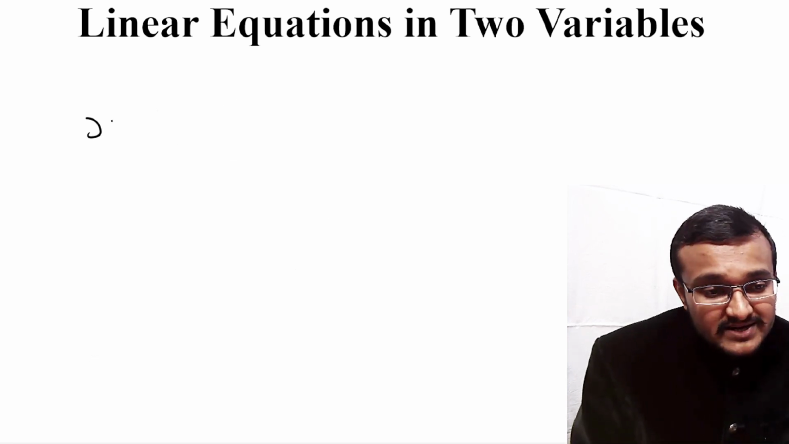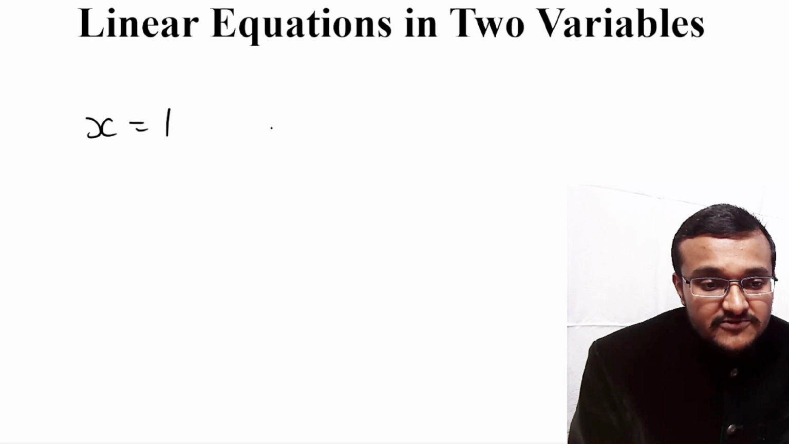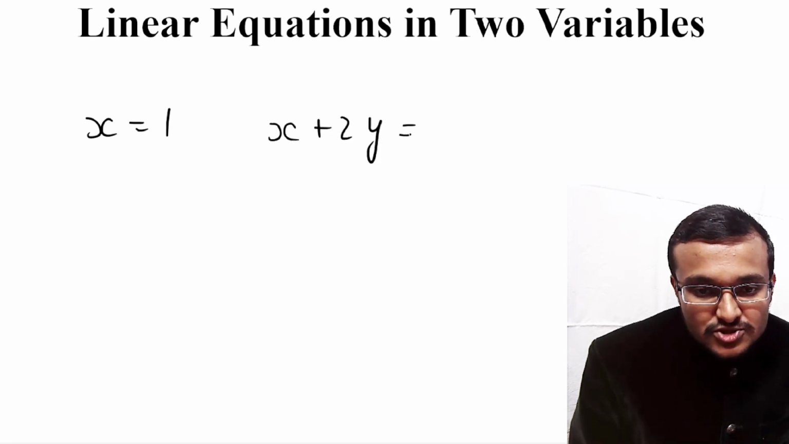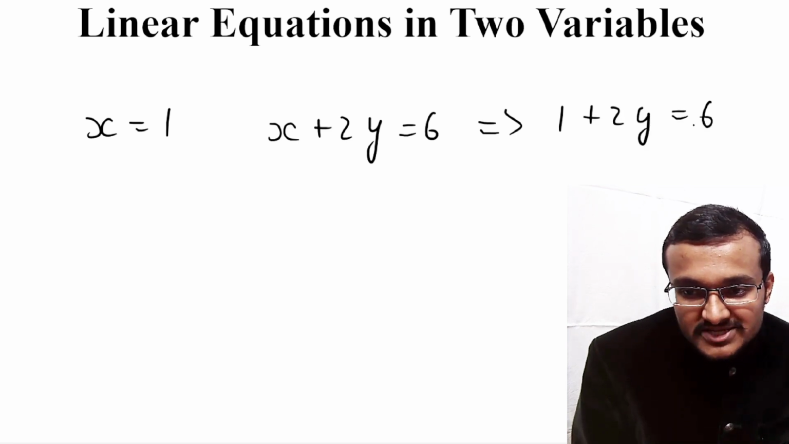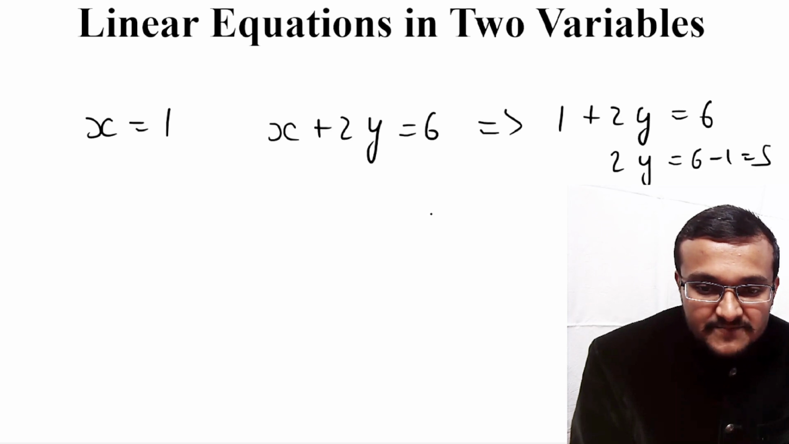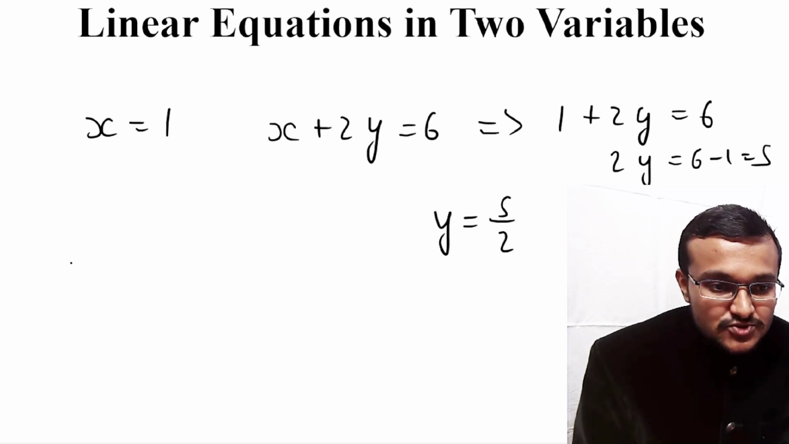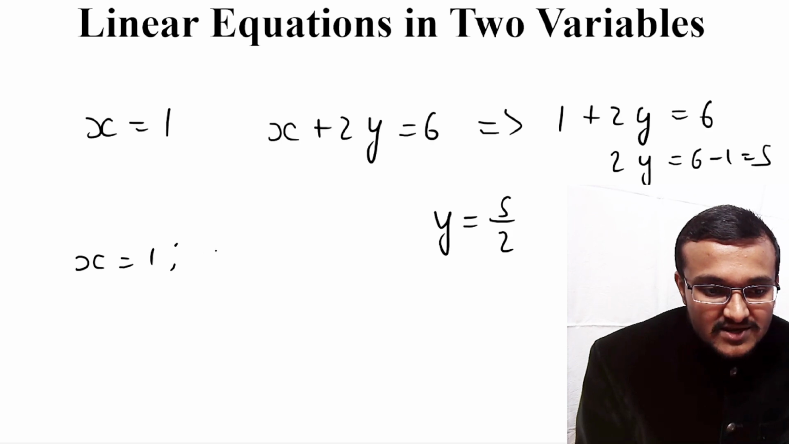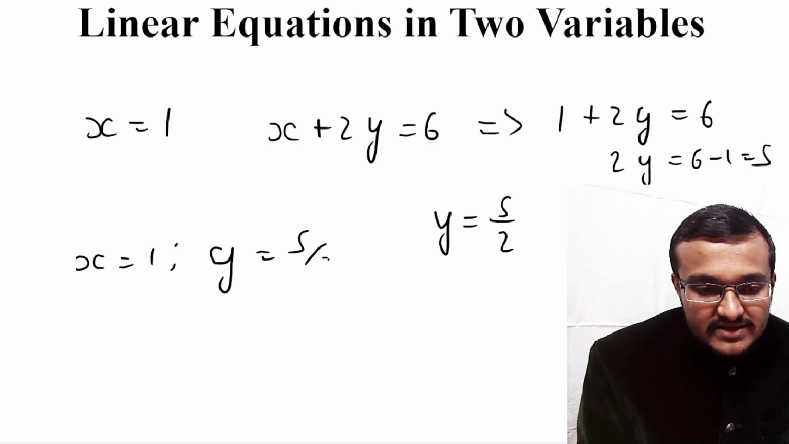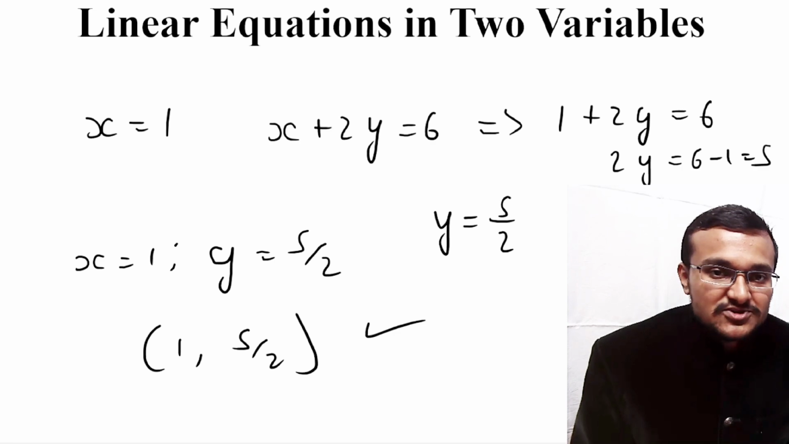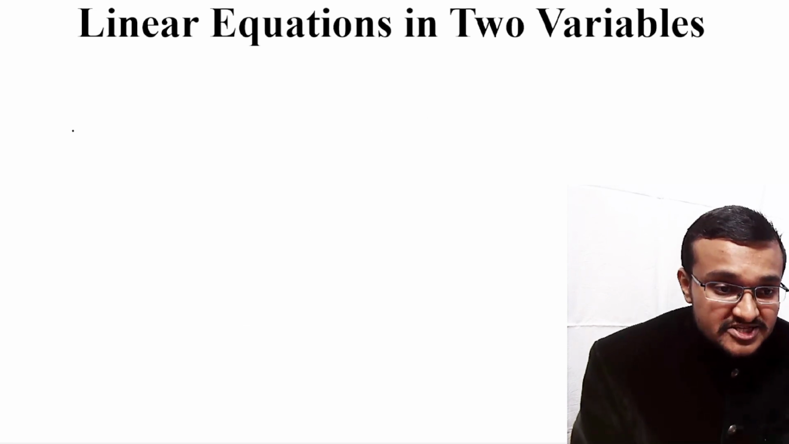So now we'll take x as 1. So if you consider x as 1, then x plus 2y is equal to 6 becomes 1 plus 2y is equal to 6. So 2y is equal to 6 minus 1, which is equal to 5. So that means y is equal to 5 by 2. So that means here x is 1, y is equal to 5 by 2. So 1 comma 5 by 2 is one more solution for this equation.